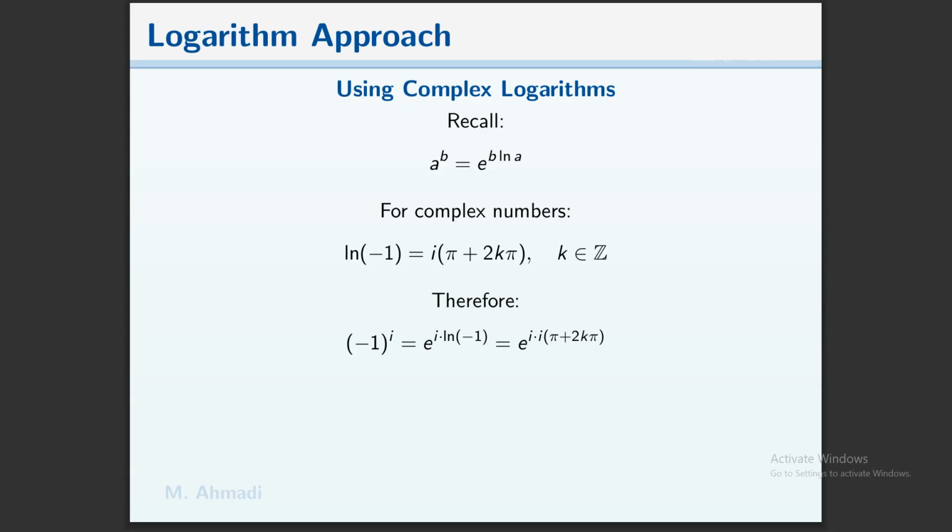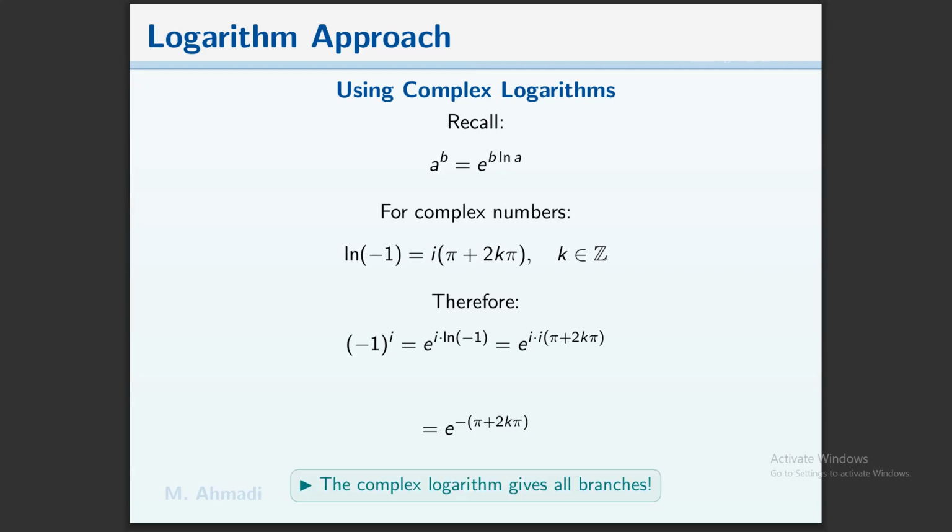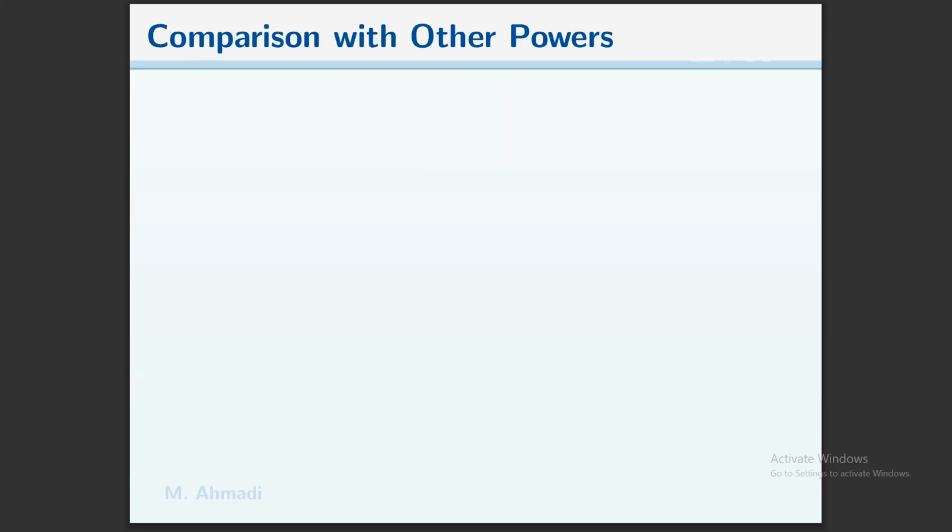For complex number, ln(-1) equals i times (π + 2kπ), where k is an integer. Therefore, (-1)^i equals e^(i ln(-1)), which equals e^(i · i(π + 2kπ)). So it equals e^(-(π + 2kπ)). This complex logarithm gives our branch, similar to the previous efforts.